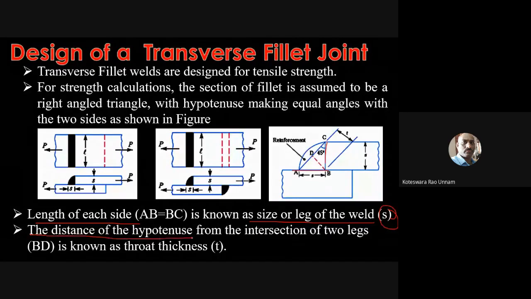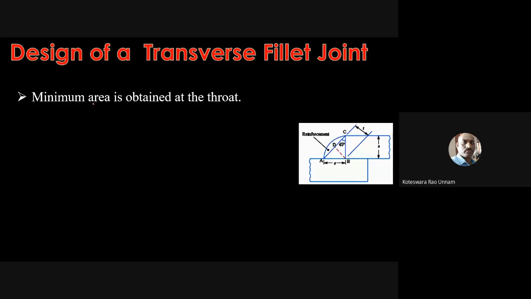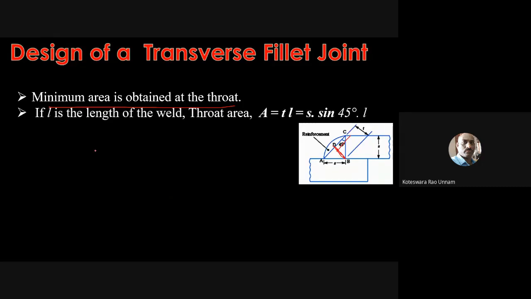The distance of the hypotenuse from the intersection of the two legs, BD, that is BD here, is known as the throat thickness T. So based on that, the minimum area is to be obtained at the throat. So that's what I said. This is the minimum value for T. Therefore we need to design the joint based on this T value.